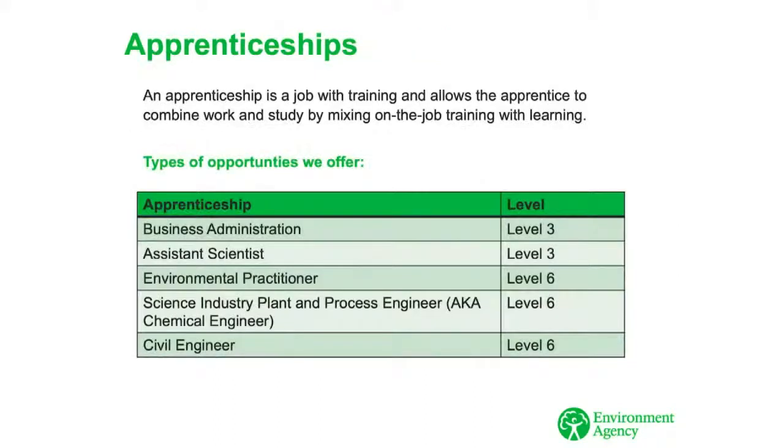Apprenticeships. An apprenticeship is a job with training and allows the apprentice to combine work and study by mixing on-the-job training and learning. So here is an example of some of the apprenticeships that we run here at the Environment Agency. We have a level 3 business administration, a level 3 assistant scientist, and then we have some higher level apprenticeships such as the environmental practitioner, science industry plant and process engineer, which is also known as a chemical engineer, and a civil engineering apprenticeship as well.